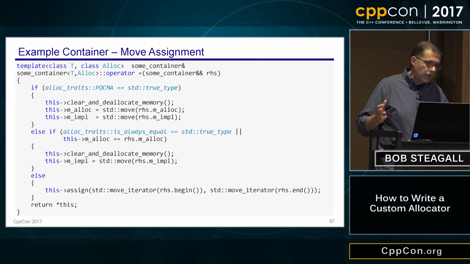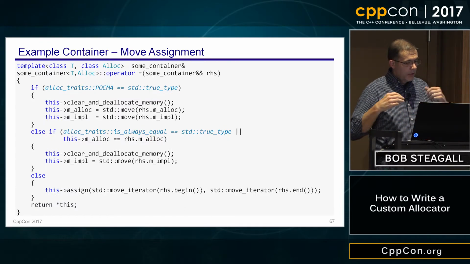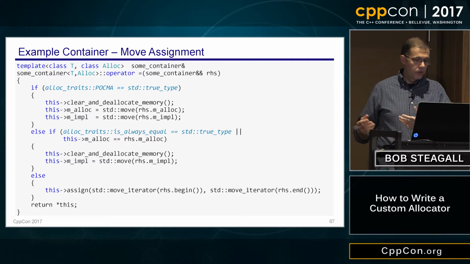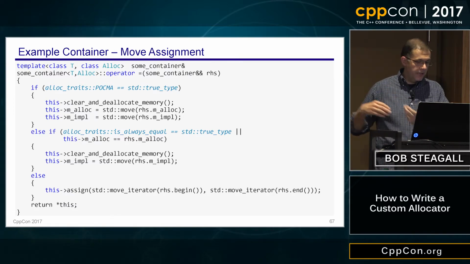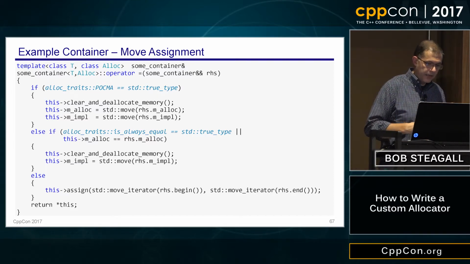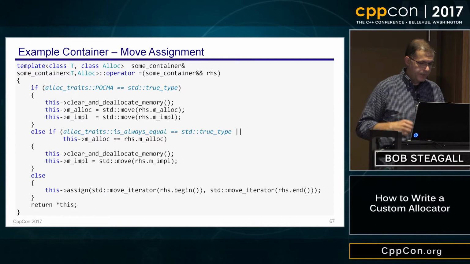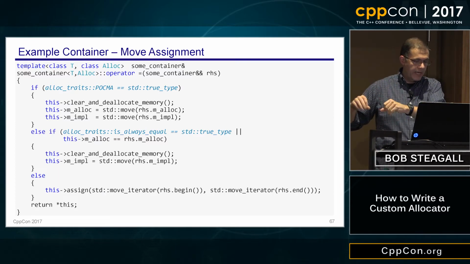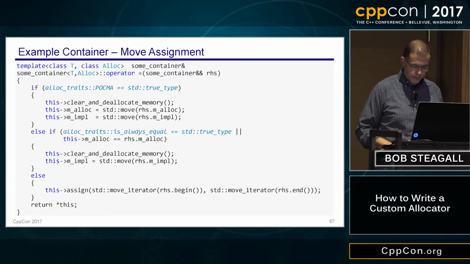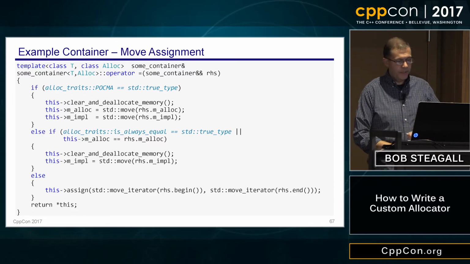So I want to see, all right, is my propagation trait true? If it's true and my allocator is different than the other allocator, I want to deallocate my memory, I want to assign the other allocator to my allocator, and then I want to assign my elements. If my allocator doesn't propagate, I don't need to do that stuff with the allocator. I'm just going to assign from the other elements. Pretty straightforward. Move assignment is trickier though.